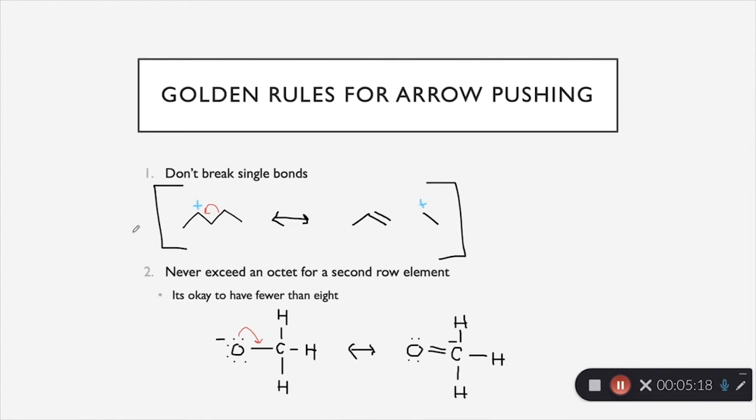The next rule is that you never want to exceed an octet for a second row element. So in this example, we have this oxygen, and one lone pair from the oxygen is being pushed over to form a double bond. If we form that double bond, this carbon is now going to have 10 electrons in its orbital, and that is not what we want. We always want 8 electrons in the orbitals for second row elements and above.